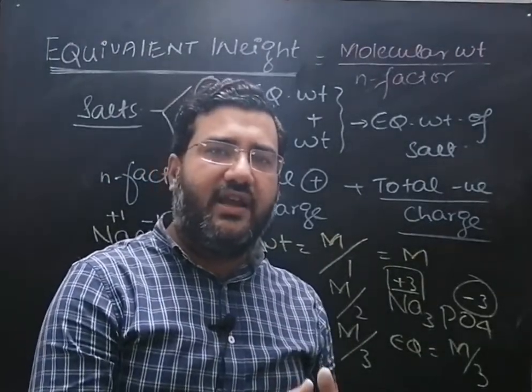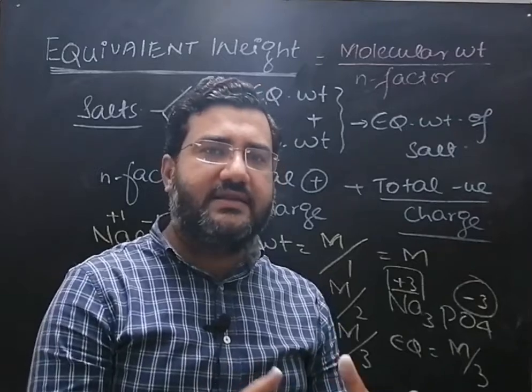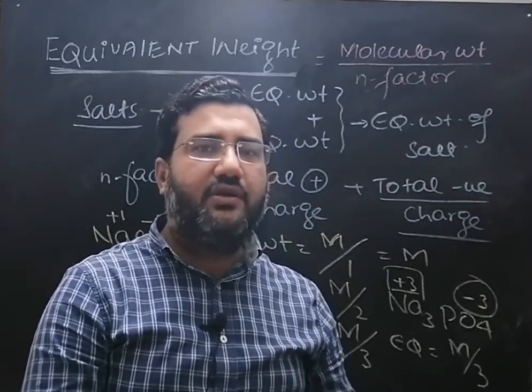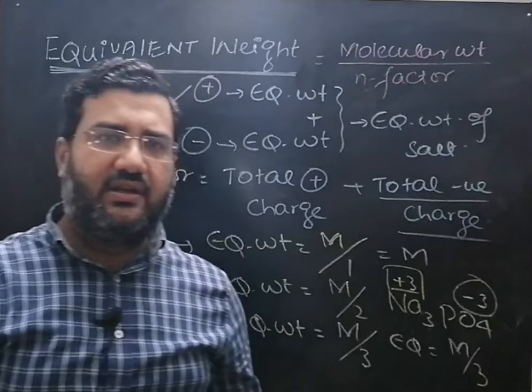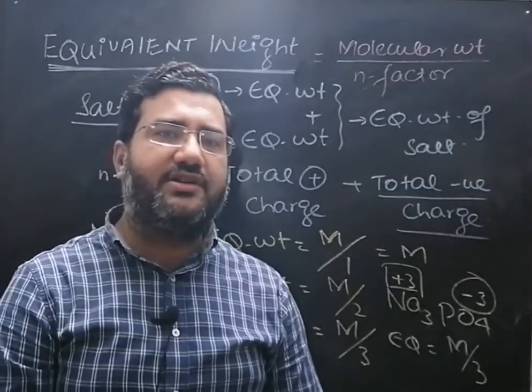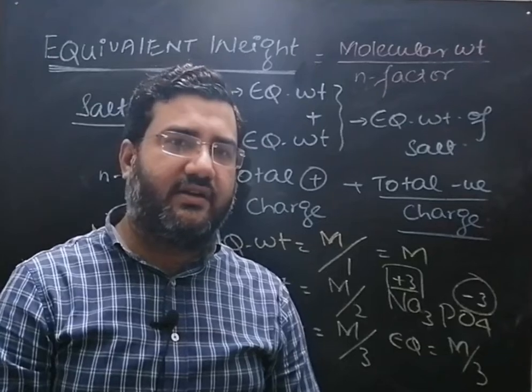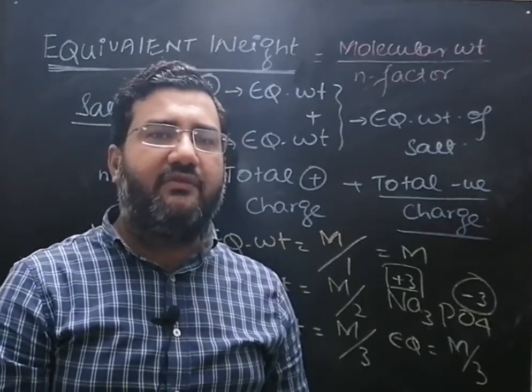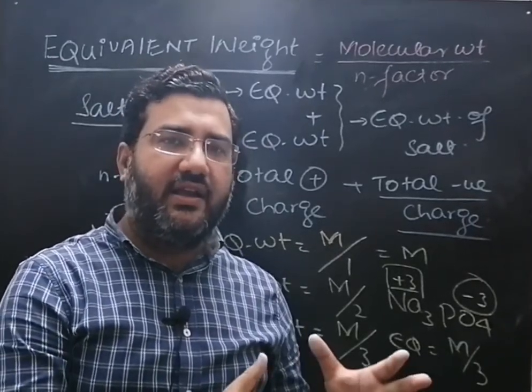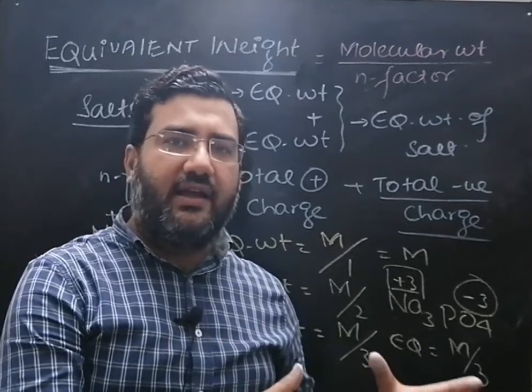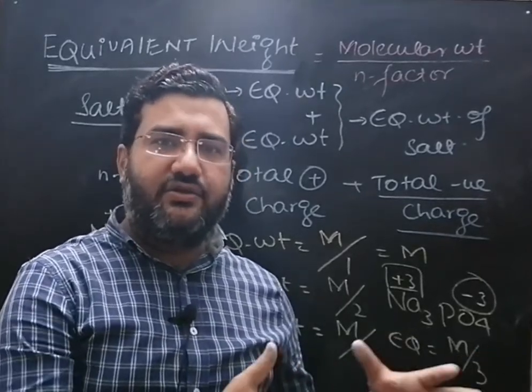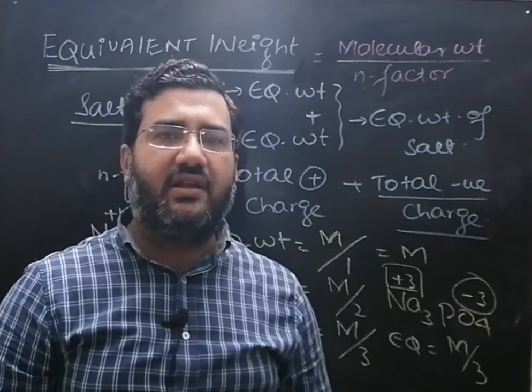Either you will calculate the equivalent weight of the cation and anion separately and then add them, or you will look at the total charge of the cation and anion, and that will be equal to its N factor. So in this way, the equivalent weight of any element, any salt, any ion, oxidizing or reducing agent, acid or base can be calculated.